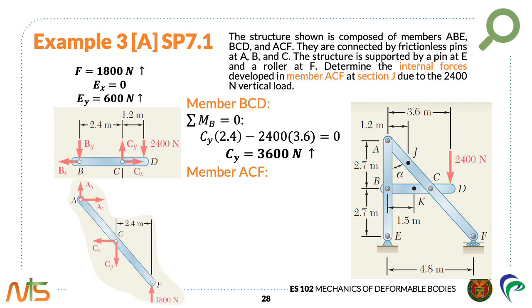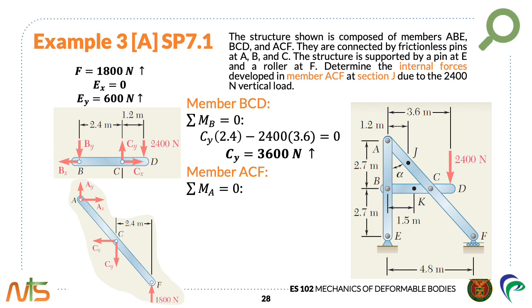So moving on to member ACF, we can sum moments about point A and then equate it to 0. So summing moments about point A, we have Cy multiplied by the perpendicular distance. The perpendicular distance is 4.8 minus 2.4 meters. Then it creates a clockwise moment, so therefore that is negative.